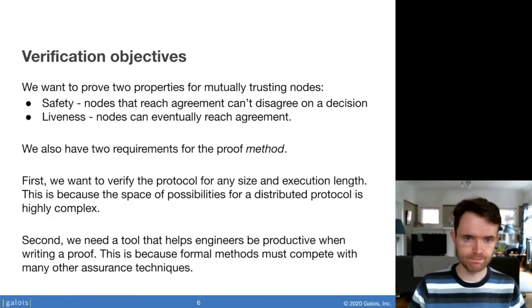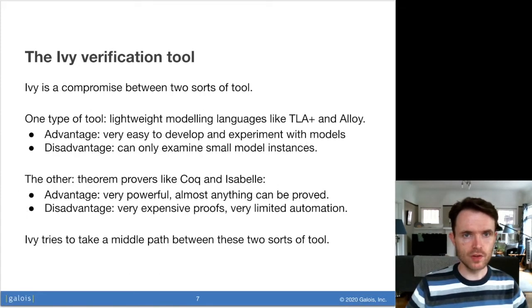The main tool that we've been using to solve these problems is Ivy, which was developed by Ken McMillan at Microsoft Research. I don't know whether Ken thinks of it this way, but to me, Ivy seems to be a trade-off between two different types of formal verification tool.